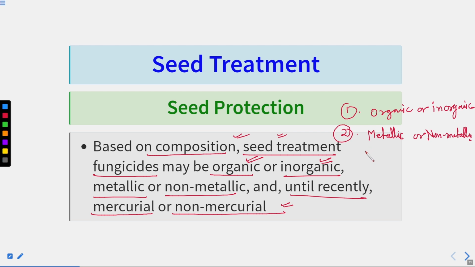Right? So there are many types, and there is one more category, that is mercurial, meaning mercury can be present, and if it is present, then it can be mercurial or non-mercurial. So there are different types of composition.